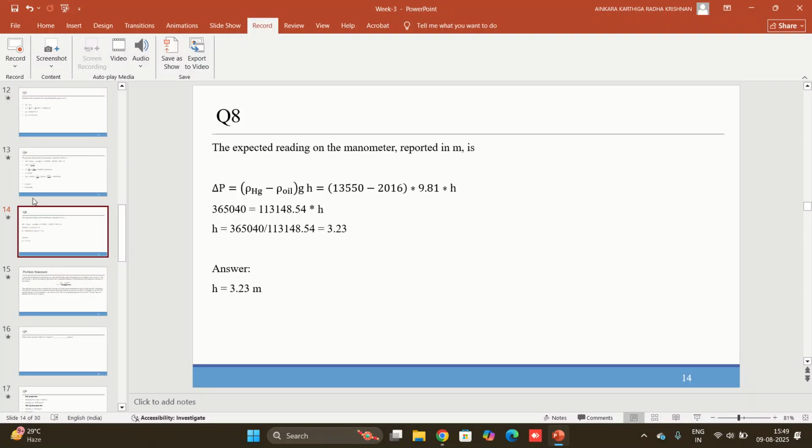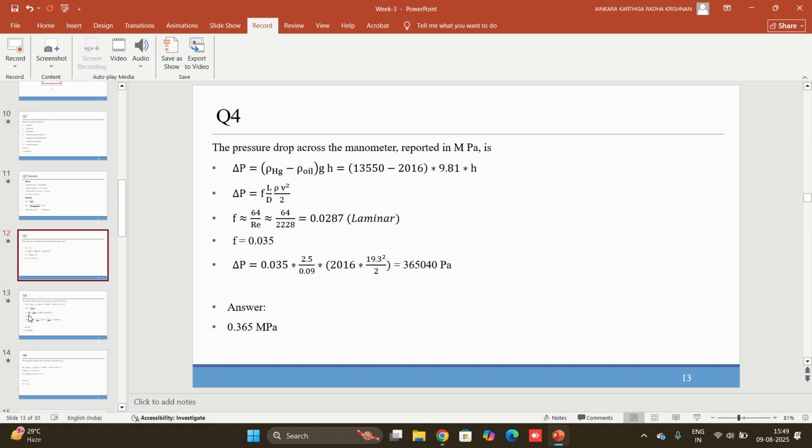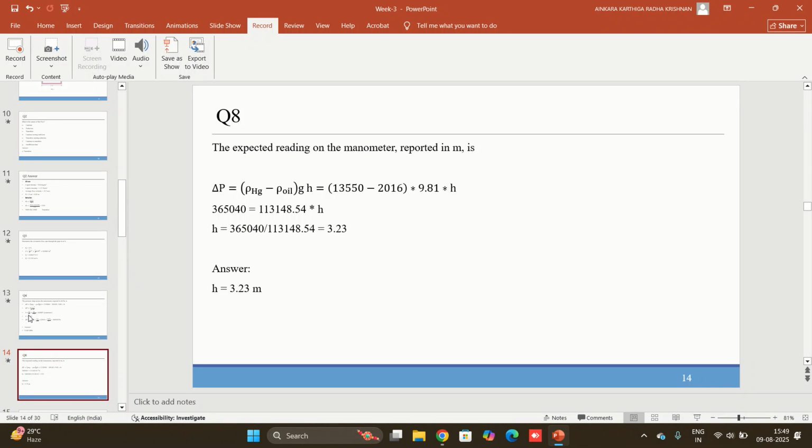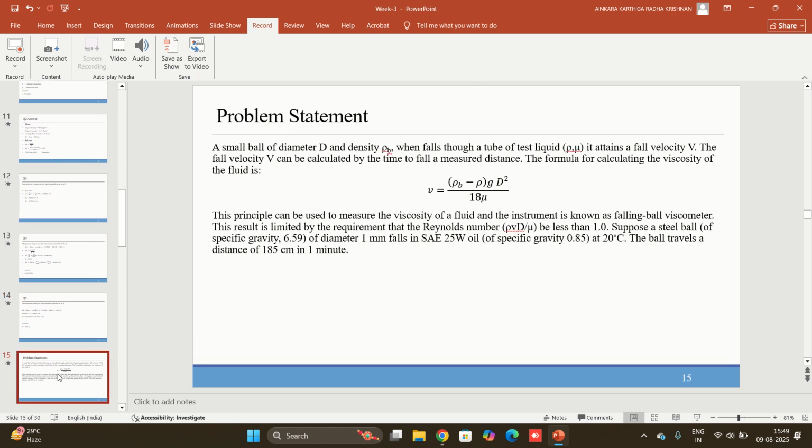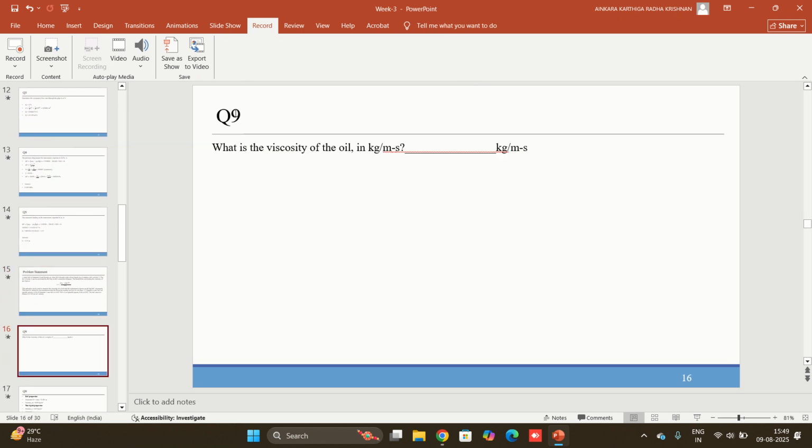Oh, what question 8? Oh, actually, I don't know why it became question 8. It should have been question 5. I'll just change question numbers.